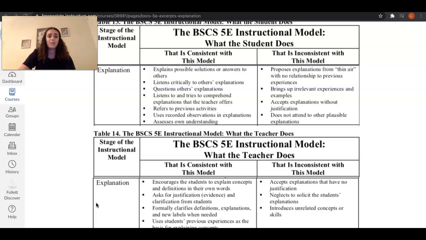So as you can see on the screen, this is a BSCS 5E instructional model for what the teacher has to do and what the student has to do for explanation and what they're not supposed to do. So when I started to look at the chart, I would realize I had things that were inconsistent with this model. I would have my students expecting explanation, or I would have the students accepting the explanation without justification, or even bring up irrelevant examples.